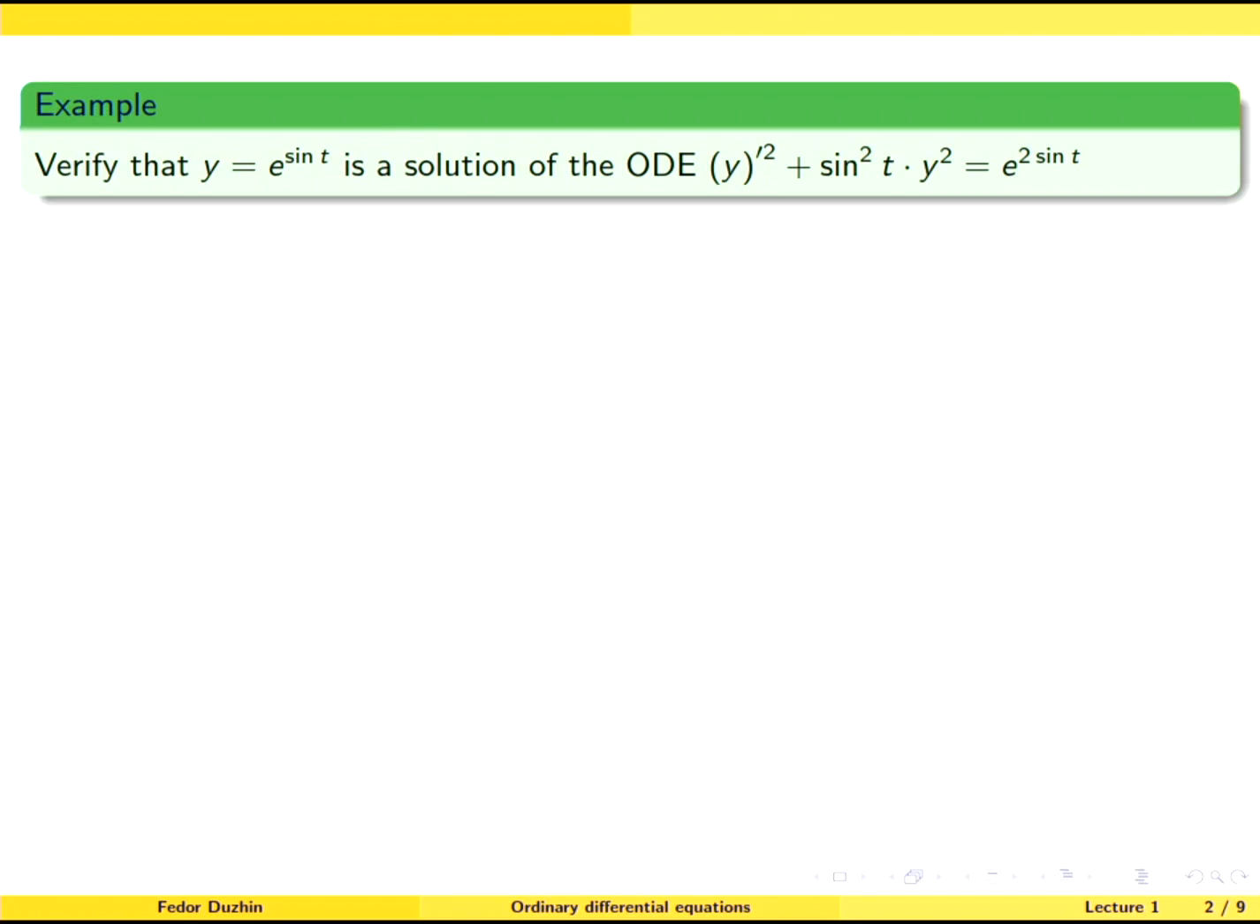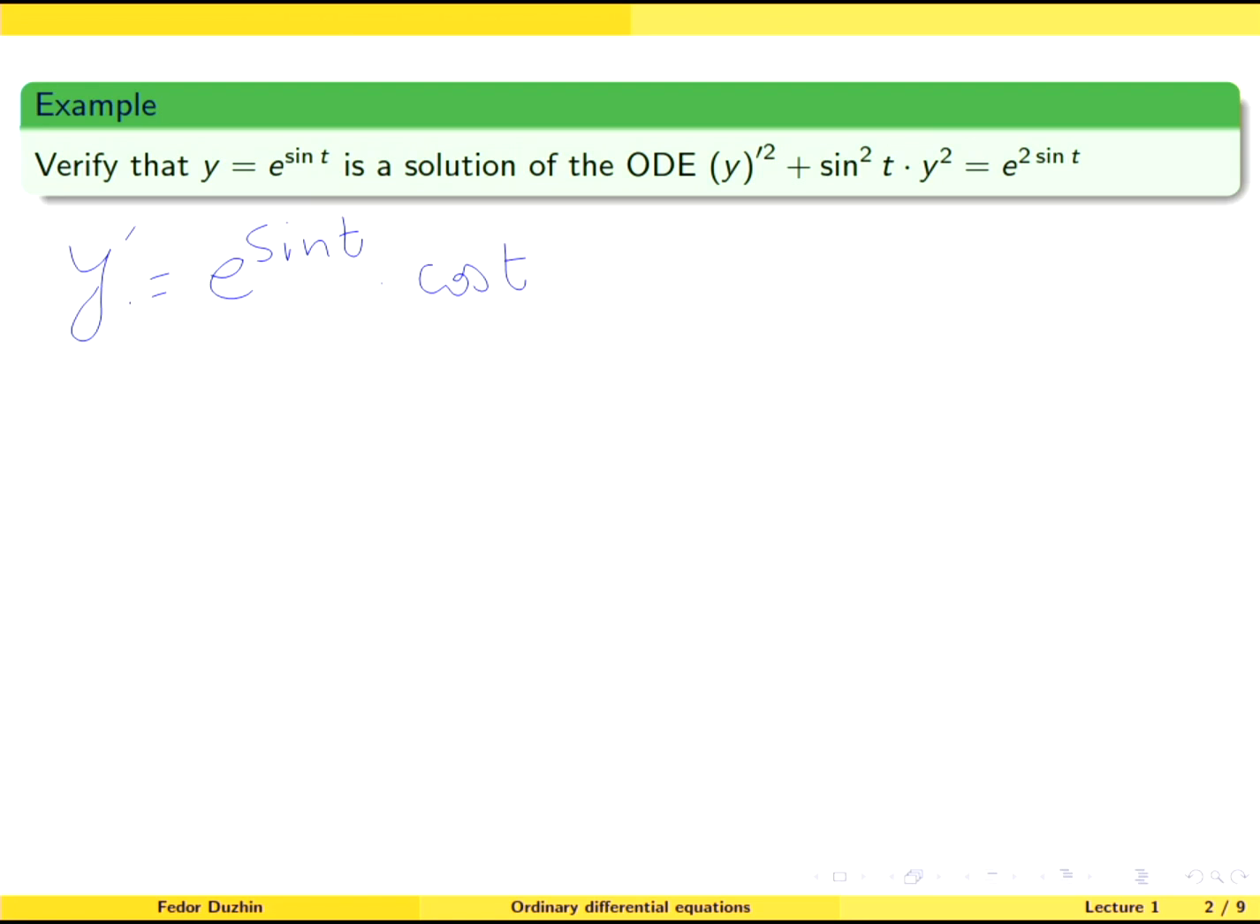All right, so how do we verify that a given function is a solution of the given differential equation? So we just substitute it as y into the equation and see if it turns the equation into a correct equality. And so if y is e to the sine t, then y prime, the derivative of e to the sine t, is e to the sine t times the derivative of sine t, which is cosine t.